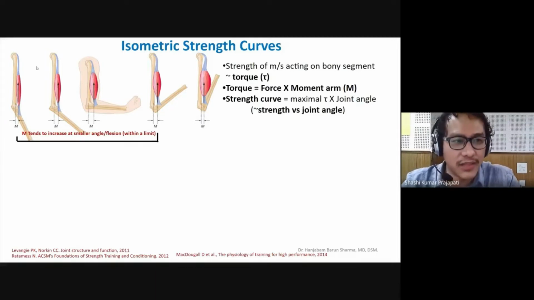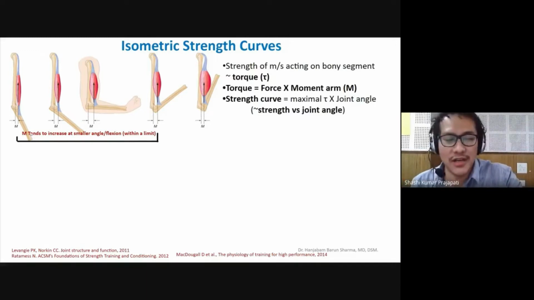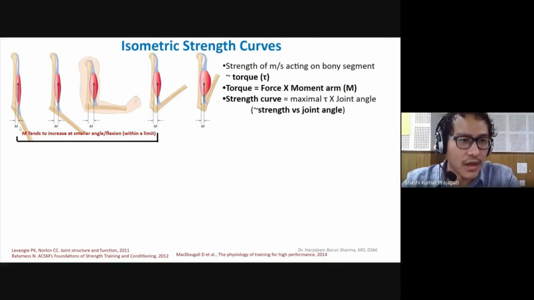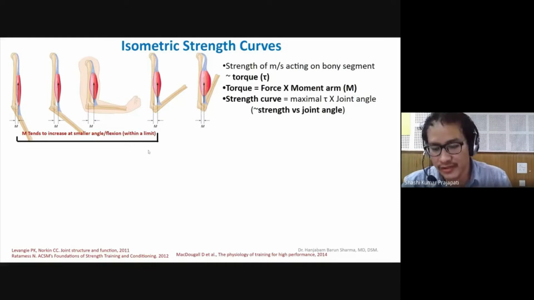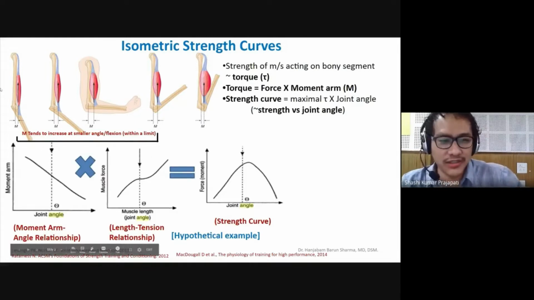The total force or total torque on this bony segment, which will be measured by using an external isometric hand grip dynamometer, can be affected by the force produced by the muscle as well as the moment arm. Why? Because the torque is the force into the moment arm. So by using this concept, this is just a hypothetical example.